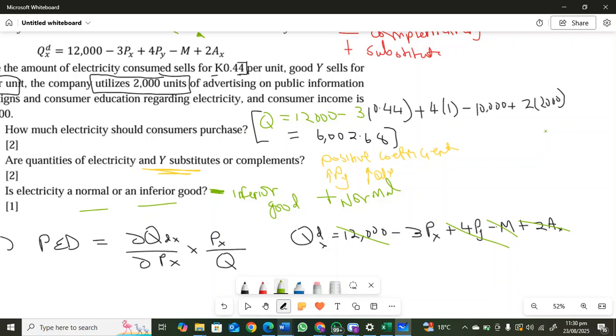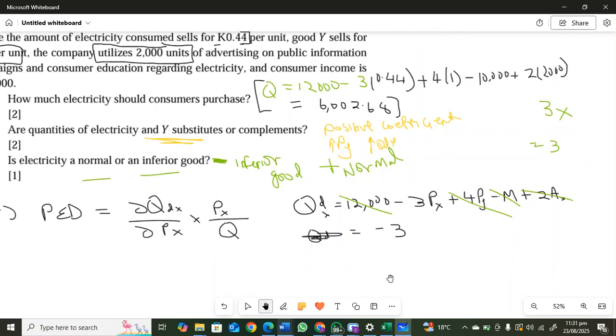Just the same way you derive 3x, when you derive 3x you get your answer as 3. It's the same way here. The only difference is x is Px here. So if we derive with respect to Px, our answer is negative 3. Any questions?